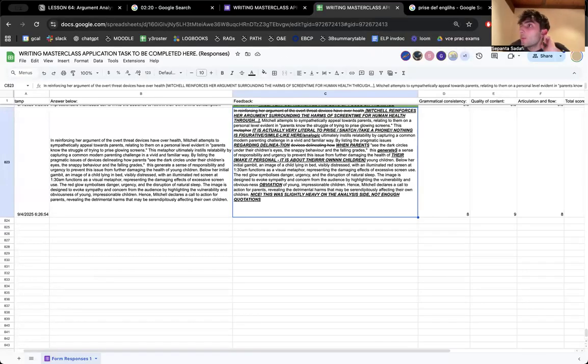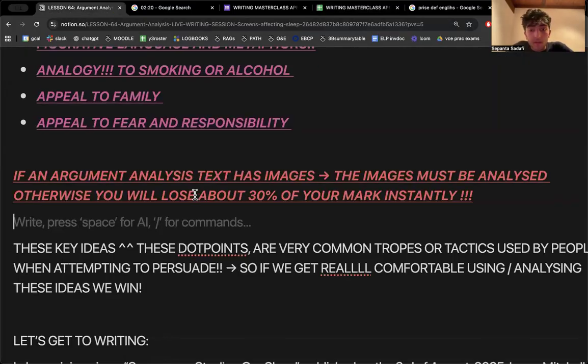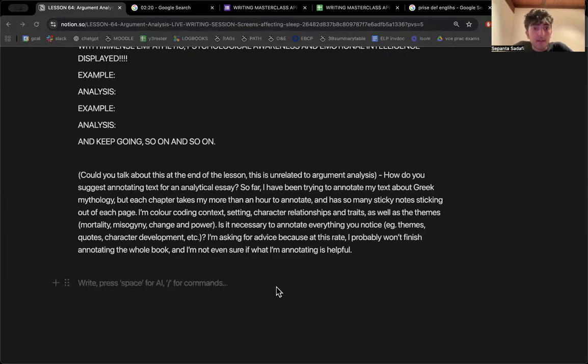Now, I've got a great question here. How do I suggest annotating a text? I've been trying to annotate my text, but each chapter takes me more than an hour. So many sticky notes. I'm color coding, setting character relationship traits, all the themes. Is it necessary to annotate everything you notice? Themes, quotes, character development. I'm asking for advice because at this rate, I probably won't finish annotating the whole book, and I'm not even sure if what I'm annotating is helpful. What a fantastic question. Let's go back here and let me say this.